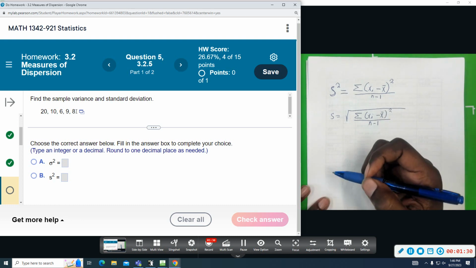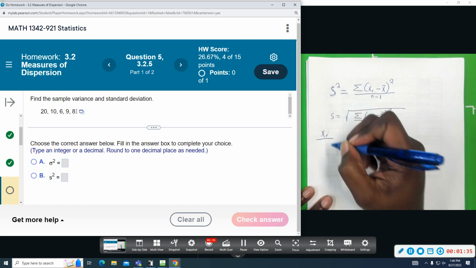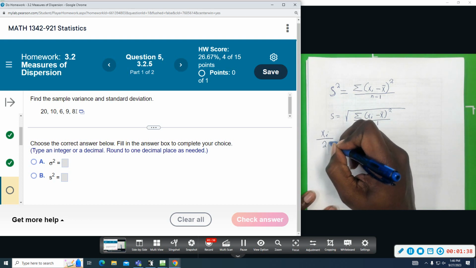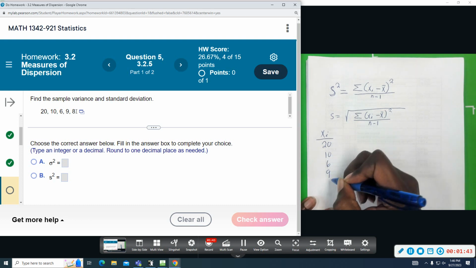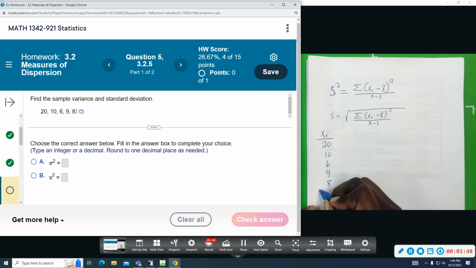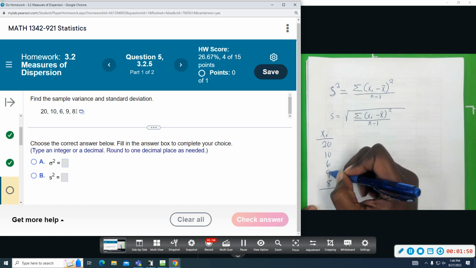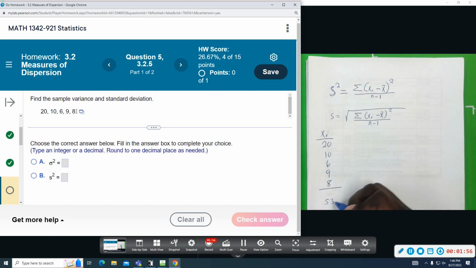So here we got 5 values. So make a table. And 8. We can add these all up. 30, 45, 53. We got 1, 2, 3, 4, 5. We got 5 values. The mean is 10.6.